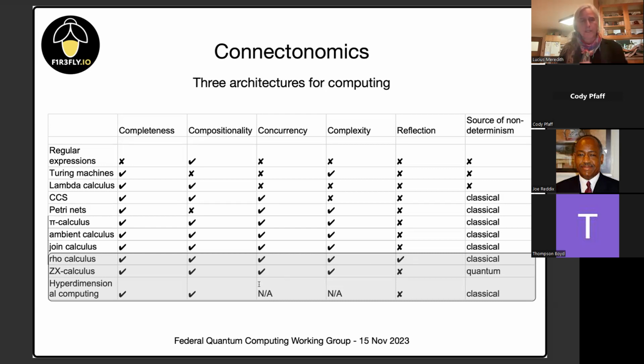And then the ZX calculus came along around the same time as hyperdimensional computing. So around 2008, 2009, both of these were proposed. The ZX calculus is a way of thinking about quantum computing that is largely about the connections, as we'll see. And hyperdimensional computing was an attempt to be a neuromorphic style of computing, which is why it's quite good at learning.